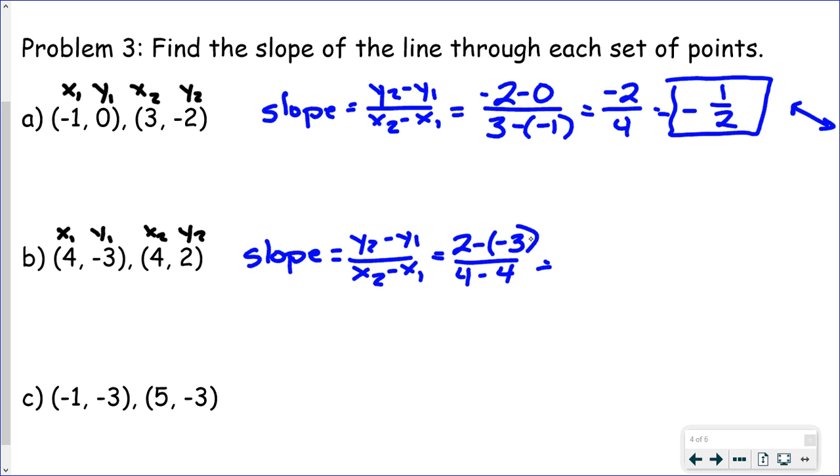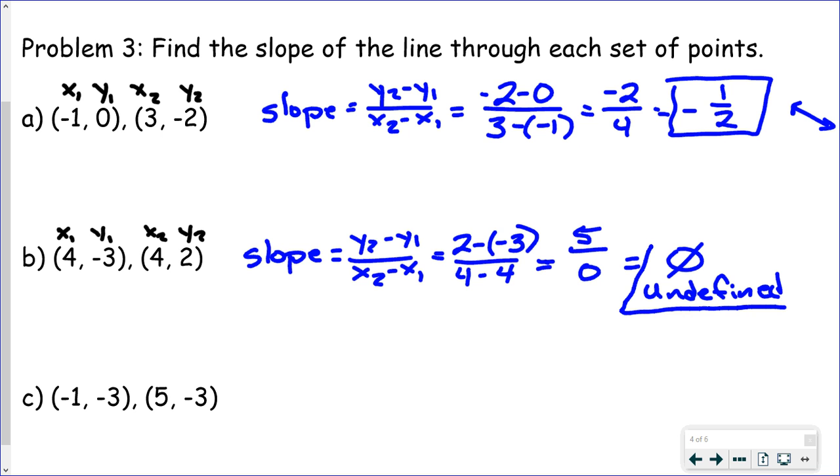2 minus negative 3, that's the same thing as 2 plus 3, so that's 5. 4 minus 4 is 0. You can never have 0 in the denominator of a fraction. So the answer to this is this symbol, which means undefined. The slope is undefined. And I'm going to explain to you in a little bit what that line would look like on a graph.